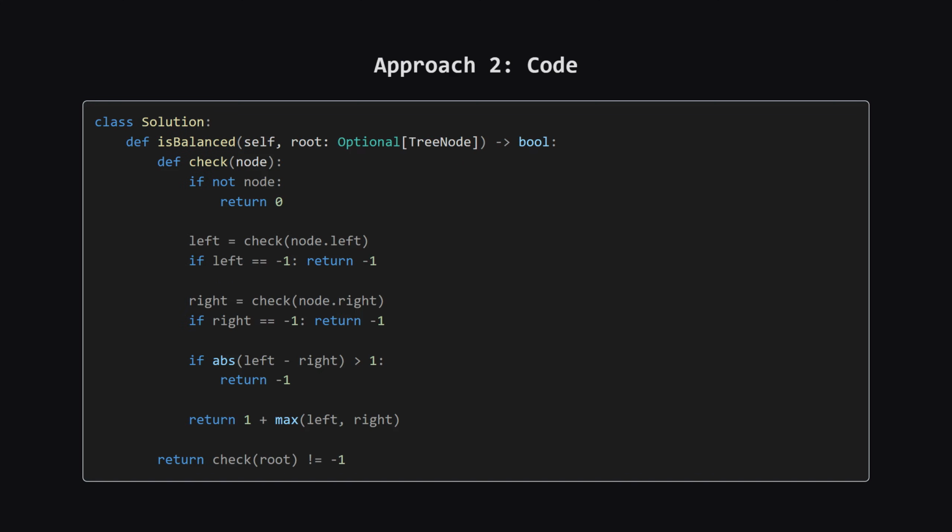Here is the optimized version. We define a nested check function. If a node is empty, its height is 0. We recursively check the left and right children. If either returns -1, we just keep passing that -1 up the chain. If both are fine, we check if they are balanced relative to each other. If they aren't, we return -1. Otherwise, we return the actual height. Finally, we just check if our starting call returns something other than -1.